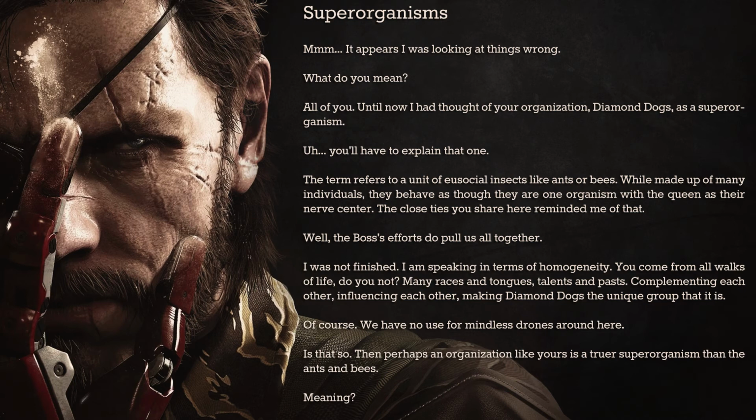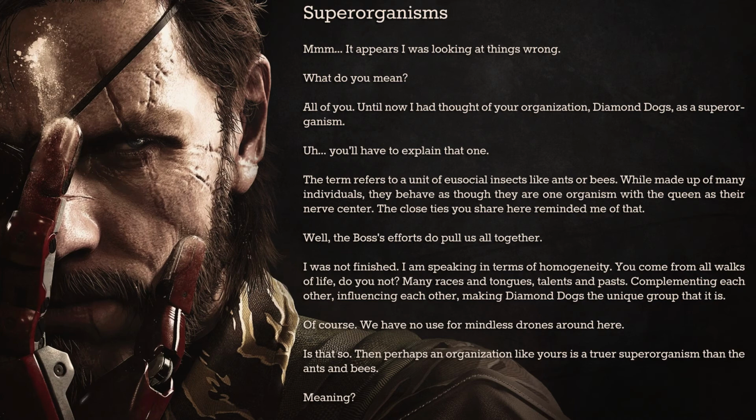What do you mean? All of you. Until now, I had thought of your organization, Diamond Dogs, as a superorganism. You'll have to explain that one. The term refers to a unit of eusocial insects like ants or bees. While made up of many individuals, they behave as though they are one organism, with the queen as their nerve center. The close ties you share here reminded me of that. Well, the boss's efforts do pull us all together. I was not finished. I'm speaking in terms of homogeneity. You come from all walks of life, do you not? Many races and tongues, talents and pasts, complementing each other, influencing each other, making Diamond Dogs the unique group that it is. Of course. We have no use for mindless drones around here.